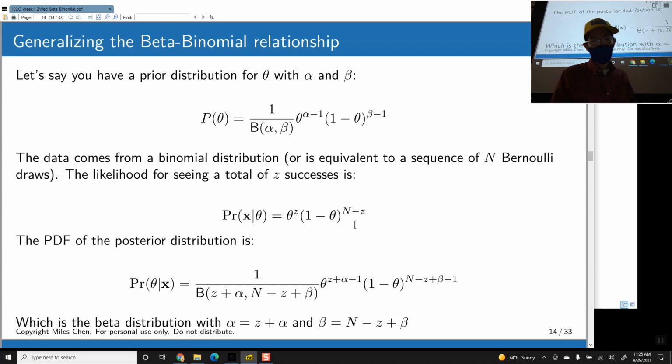And then basically what we would do is multiply these two things together. If I multiply this along with this part, it becomes theta to the z plus alpha minus 1. This times this one gets a little bit more complicated, but it becomes 1 minus theta to the n minus z plus beta minus 1. Okay? And the normalizing constant over here is going to be beta of z plus alpha, comma, n minus z plus beta. It feels a little bit strange, but also not that strange.